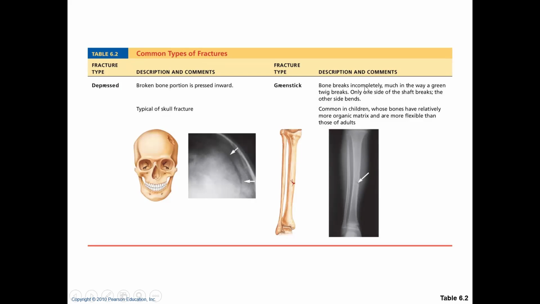Here it says bone breaks incompletely, much in the way a green stick or twig breaks. Only one side of the shaft breaks, the other side bends. Common in children whose bones have relatively more organic matrix, and they're more flexible than those of adults. You'll notice kids take falls and they're okay, versus an adult, we're not as flexible, it's hardened, so we're more likely to break bones.